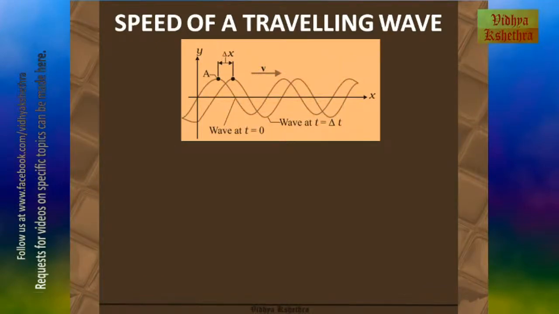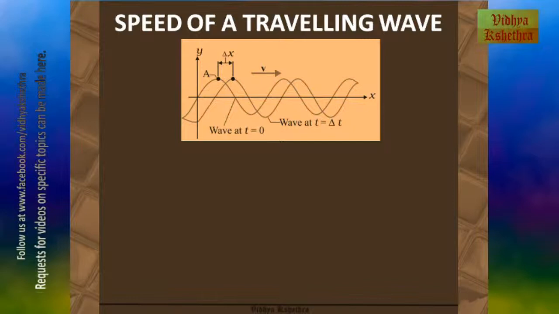In this figure, we can see two positions of the wave propagating along the positive x direction. Let us observe the position of point A. Let us consider the position of the wave after a small time interval delta t. In this case, the displacement is given by delta x.